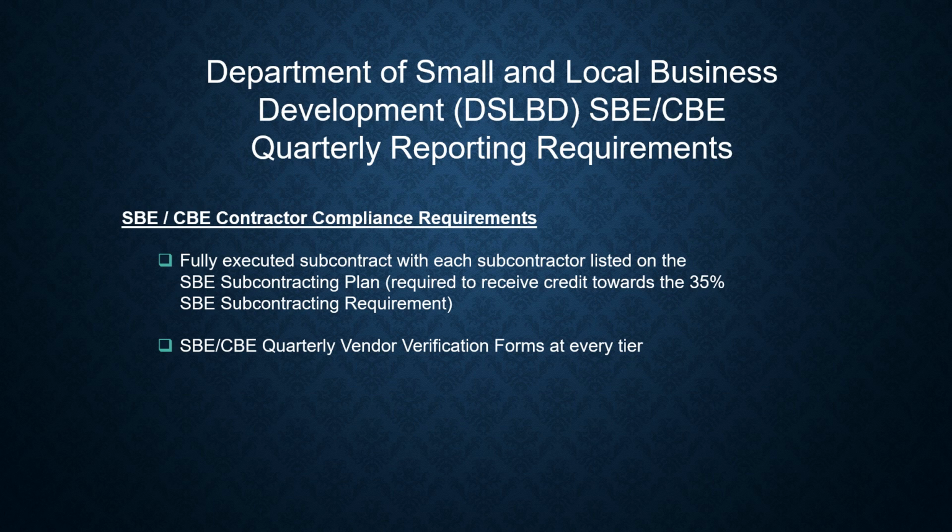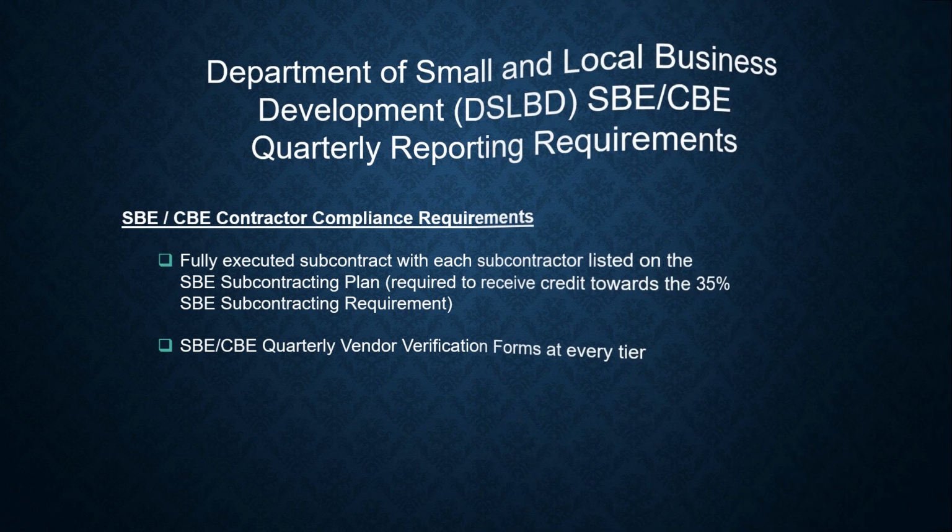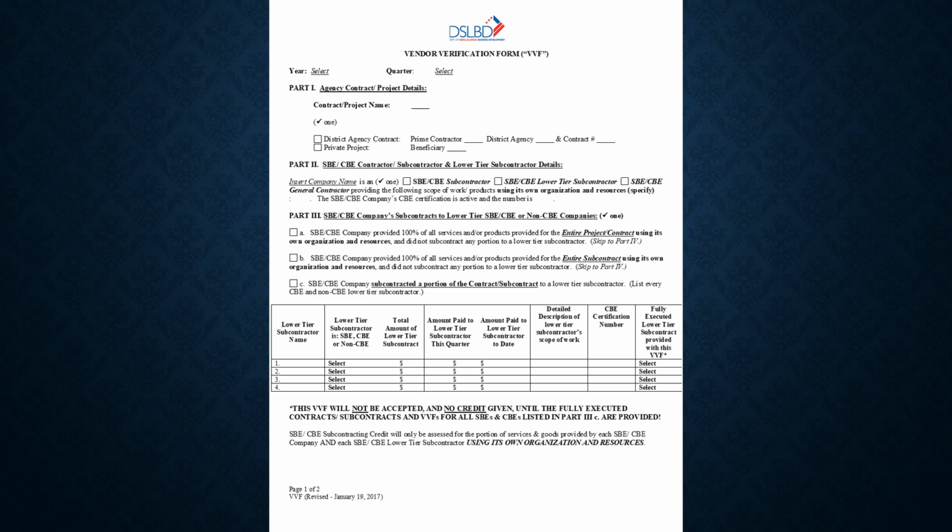A vendor verification form is a form that is submitted on a quarterly basis for all SBE and CBE firms that are working on the project at every tier level. This is an example of what the vendor verification form looks like. In part 3 is where you would indicate, as an SBE or a CBE firm, if you have any lower tier subcontractors that are also SBEs, CBEs, or non-SBEs or CBEs.